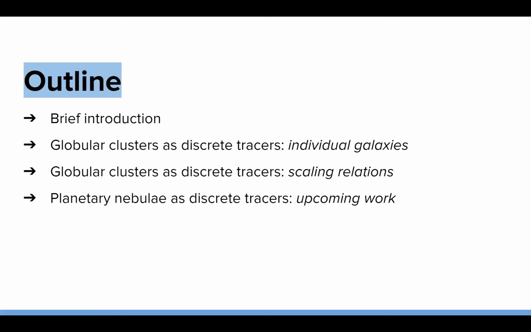So I'm going to do a super brief introduction because I think everyone here is pretty acquainted with galaxies. And then I'm going to tell you about the two main types of tracers that I used, and they're mostly used, which are globular clusters and planetary nebulae. And specifically in globular clusters, I'm going to tell you a little bit about the two different approaches that we've used.